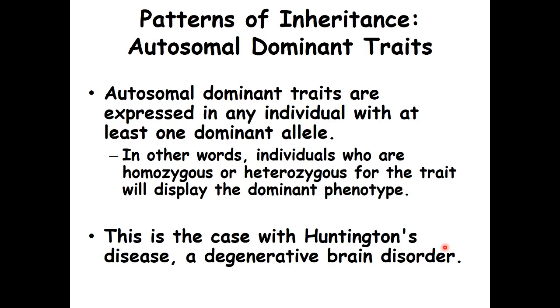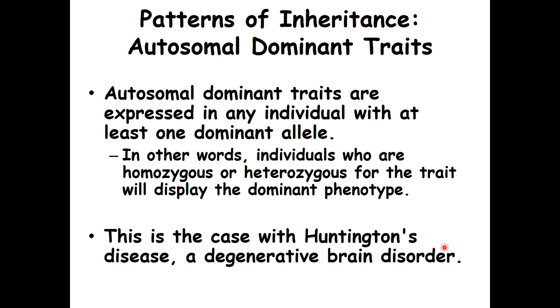Now, we just talked about autosomal recessive. Remember, autosomal recessive, the word autosome means that the alleles are on the first 22 pairs of chromosomes, right? And it has to be recessive, so they have to be homozygous recessive. Both alleles have to be bad.